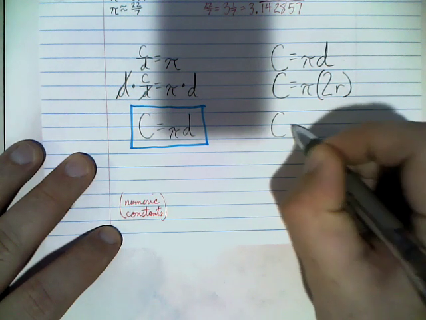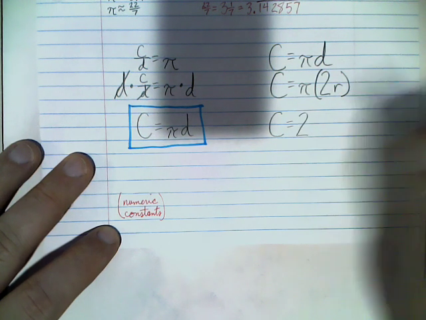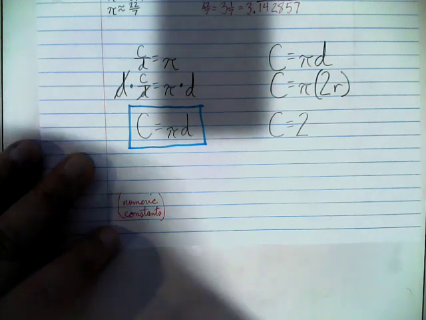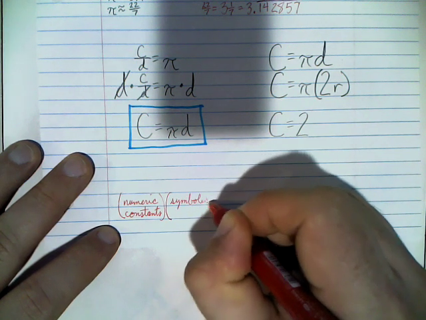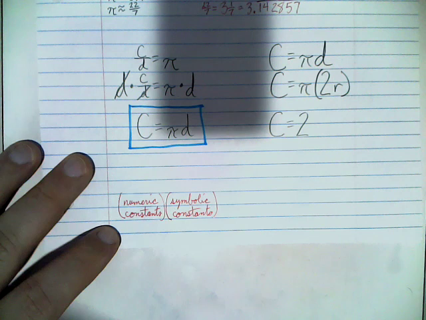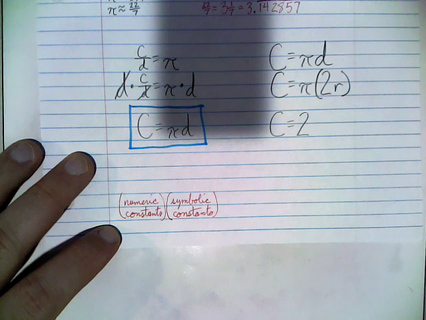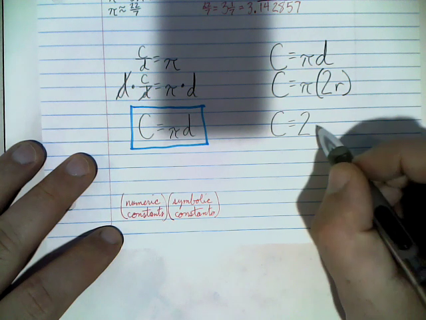So I'm going to put my c equals, and I do have a numeric constant, and that's this 2. So numeric constants are just numbers, plain old numbers. They always go first. After numeric constants are symbolic constants. So just as numeric should have made you think of number, symbolic should make you think of symbols. So a symbolic constant is just a symbol that represents a constant. So it's not just a plain old number, but it's a symbol that represents a constant. So in this case, pi would be a symbolic constant.